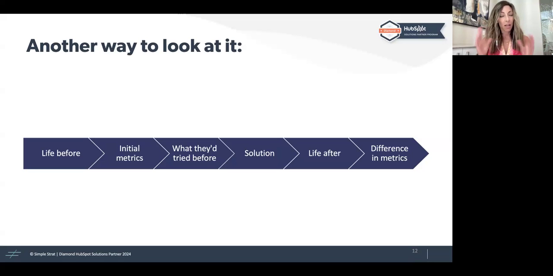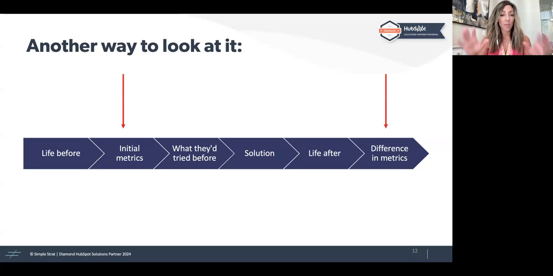So how do we design case studies that prove that we take a lot of clients as the second place people go when they've screwed it up the first time? The solution is definitely going to be a piece of that, and then life after. So really we're looking for the delta between initial metrics and the difference in metrics.